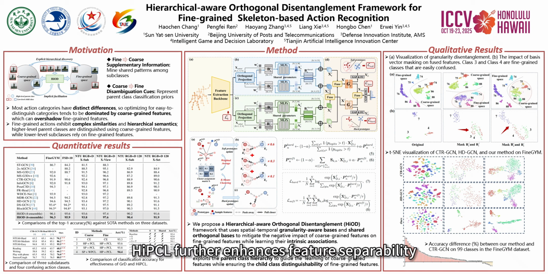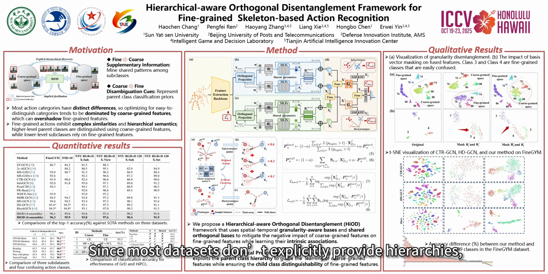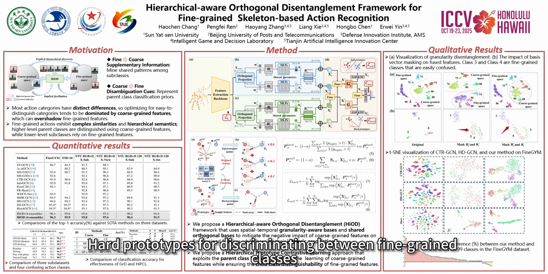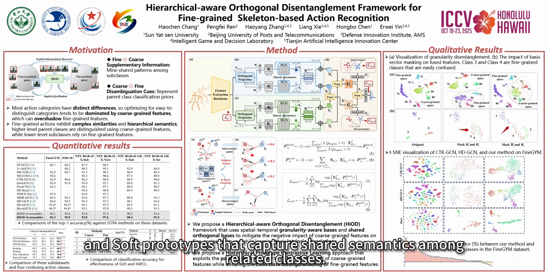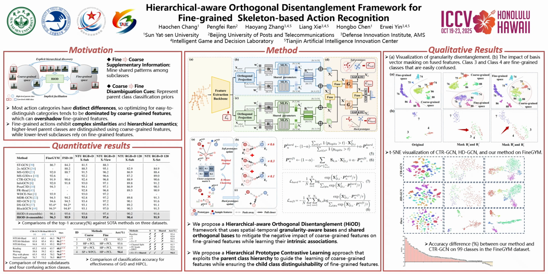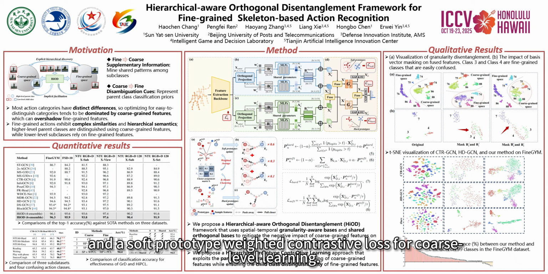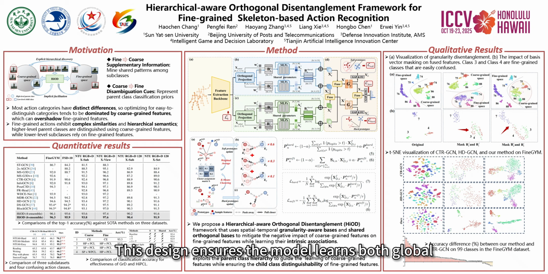HiPCL further enhances feature separability using a contrastive learning scheme that respects the parent-child hierarchy of classes. Since most datasets don't explicitly provide hierarchies, we automatically discover them using k-means clustering on fine-grained features. We then create two kinds of prototypes: hard prototypes for discriminating between fine-grained classes and soft prototypes that capture shared semantics among related classes. We combine these with two losses: a standard hard prototype contrastive loss for fine-grained learning and a soft prototype weighted contrastive loss for coarse-level learning. This design ensures the model learns both global consistency and local discrimination.